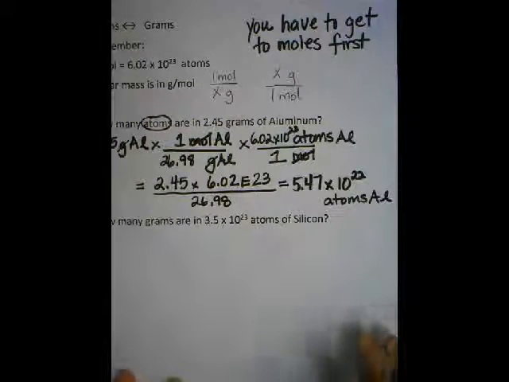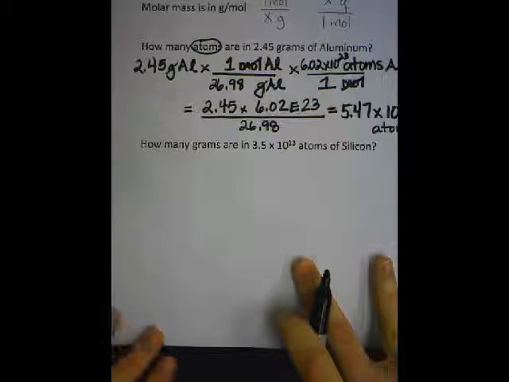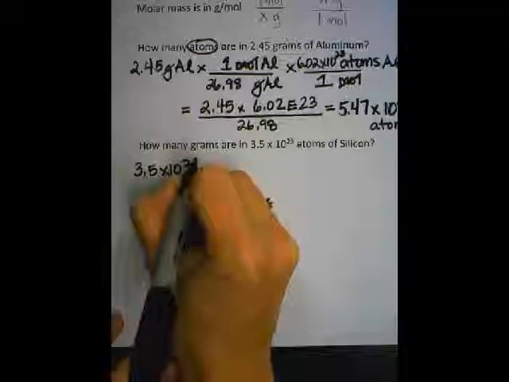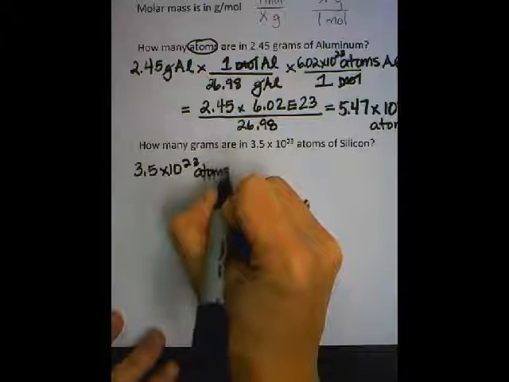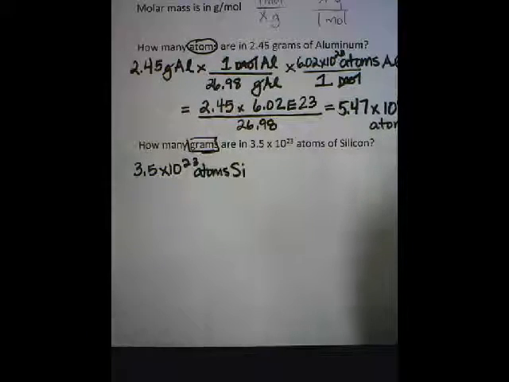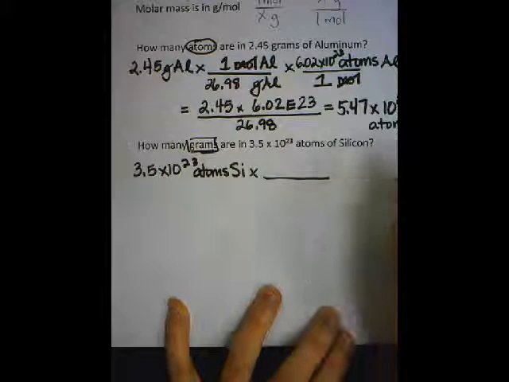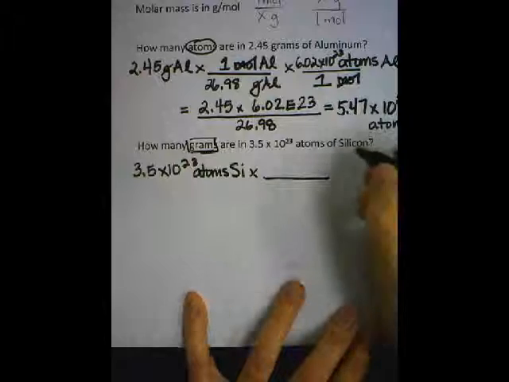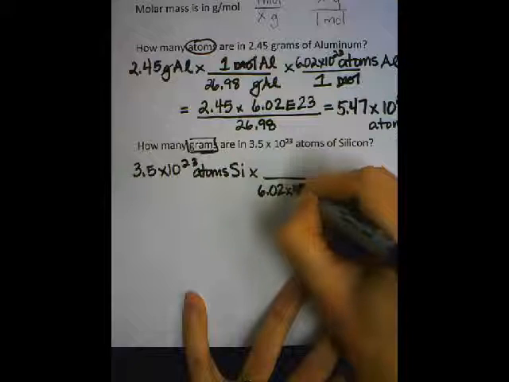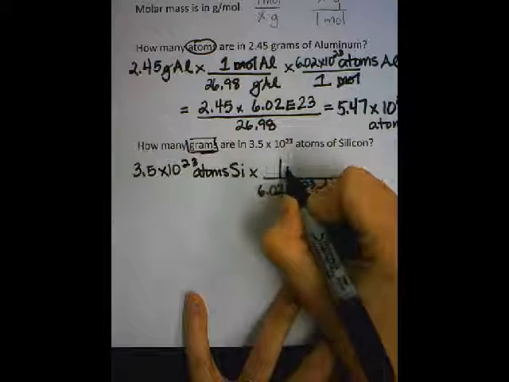Let's go the other way and do atoms to grams. We've got 3.5 times 10 to the 23rd atoms of silicon in this problem. And it wants to know how many grams there are. How many grams are in 3.5 times 10 to the 23rd atoms of silicon? So let's get to moles first. The intermediate step is always to moles. We know a relationship between atoms and moles. There are 6.02 times 10 to the 23rd atoms, which I'll put on the bottom so my units cancel, for every 1 mole that I'll put on the top. Okay, so our atoms cancel.